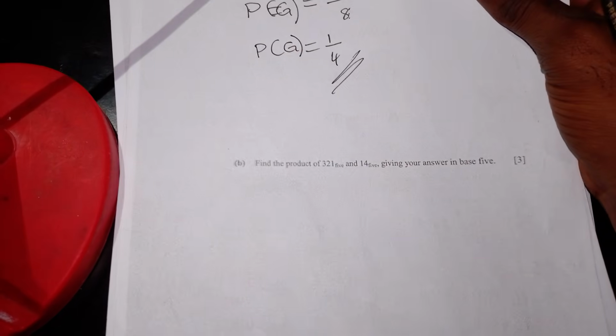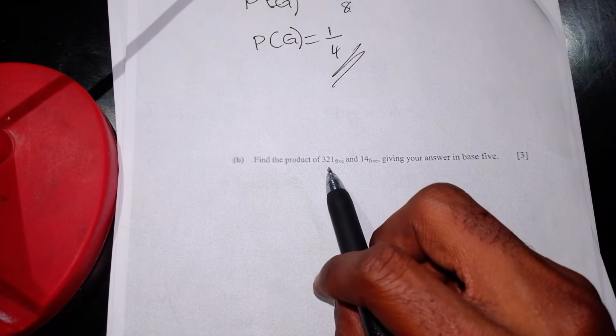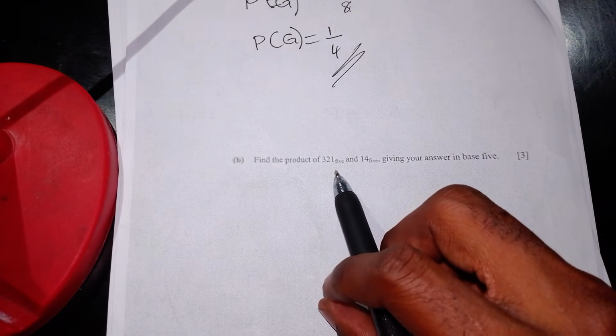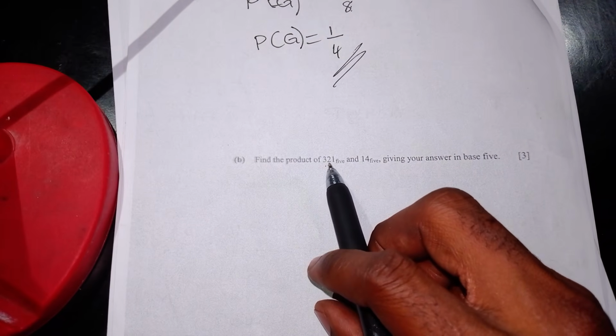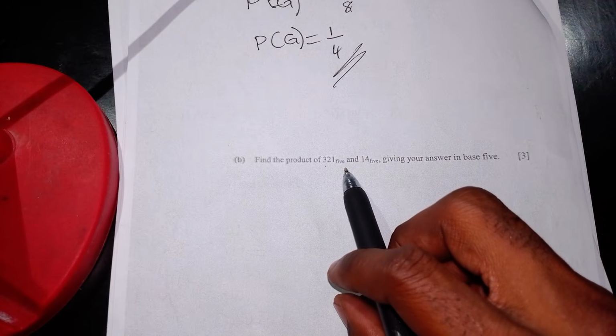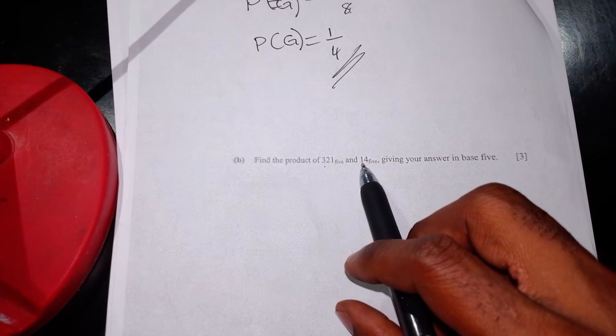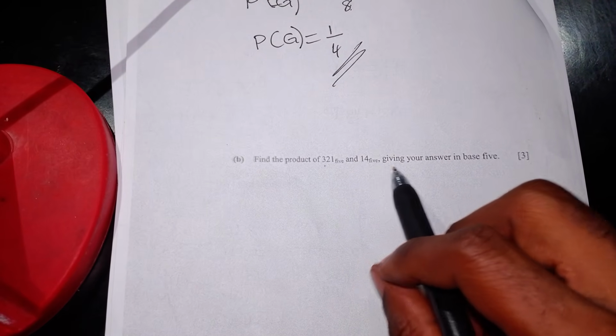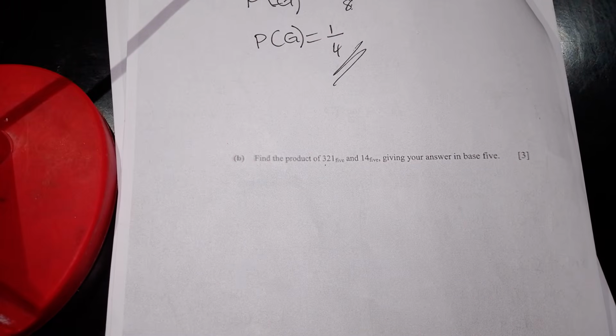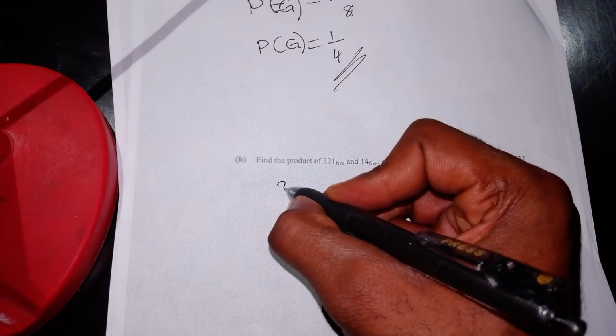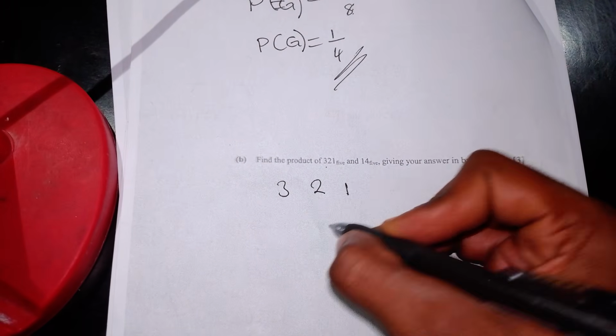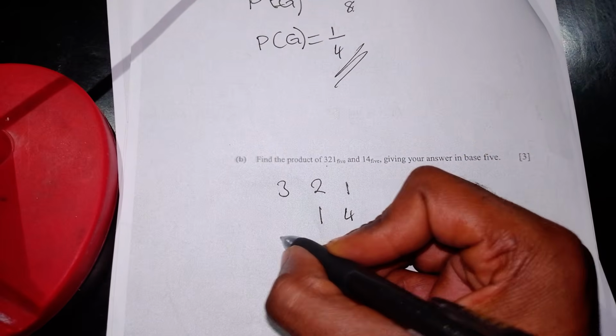And then next, find the product of 321 in base 5 and 14 in base 5, giving your answer in base 5. So we have 3, 2, 1 being multiplied by 14.